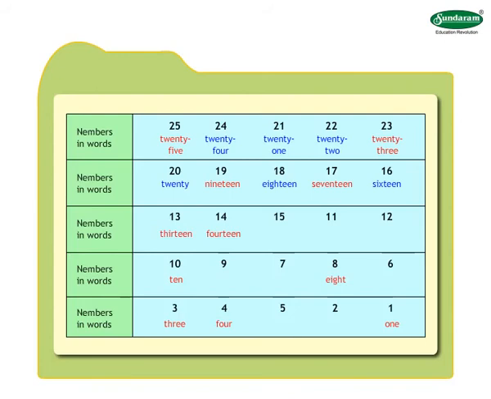15 is written in words as FIFTEEN. 11 is written as ELEVEN. 12 is written as TWELVE. Single digit 9 is written as NINE. Single digit 7 is written as SEVEN. Single digit 6 is written as SIX. Single digit 5 is written as FIVE. Single digit 2 is written as TWO.